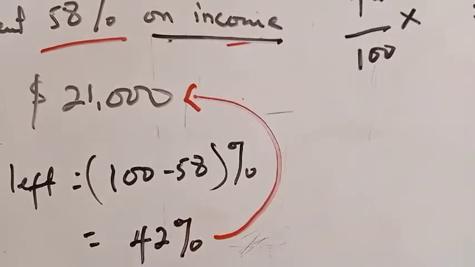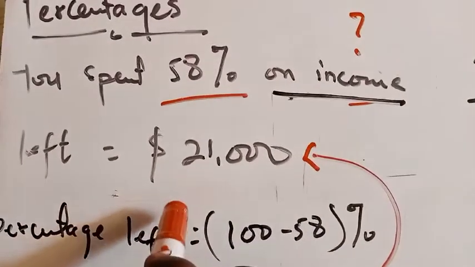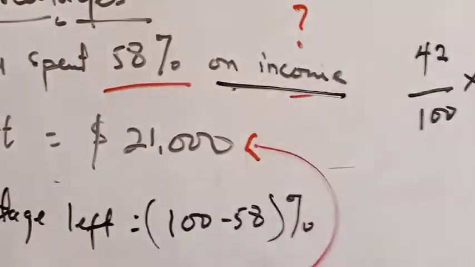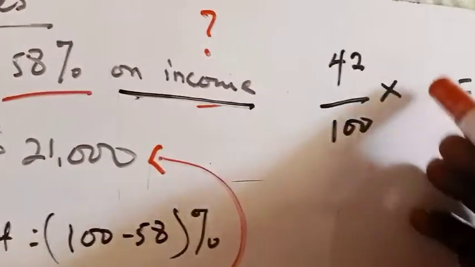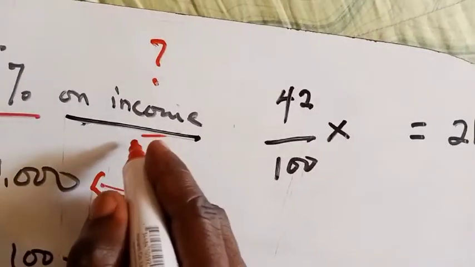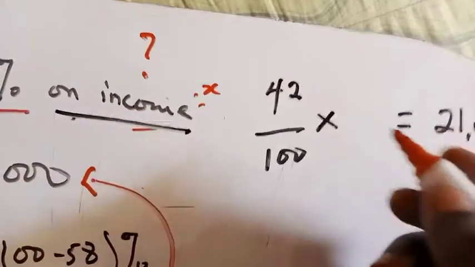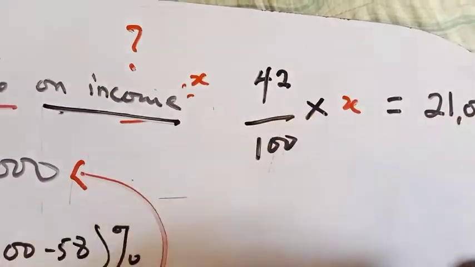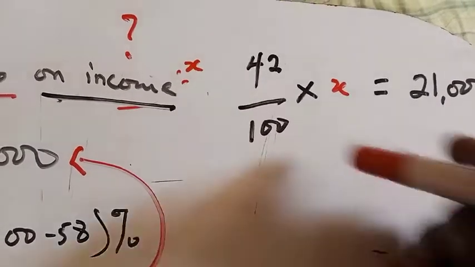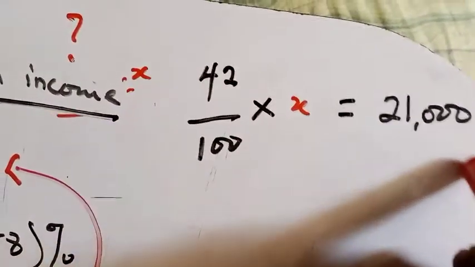So we have 42% here, that is what is left. We are told from the question that the man is left with $21,000. So this is equivalent to this, meaning that if you find 42% of your income, this is what is going to be left. Of course, we don't know the income here, so we can let that income equal any variable that we can think of. We are calling it x. So we have 42 on 100 multiplied by x is going to give us $21,000.